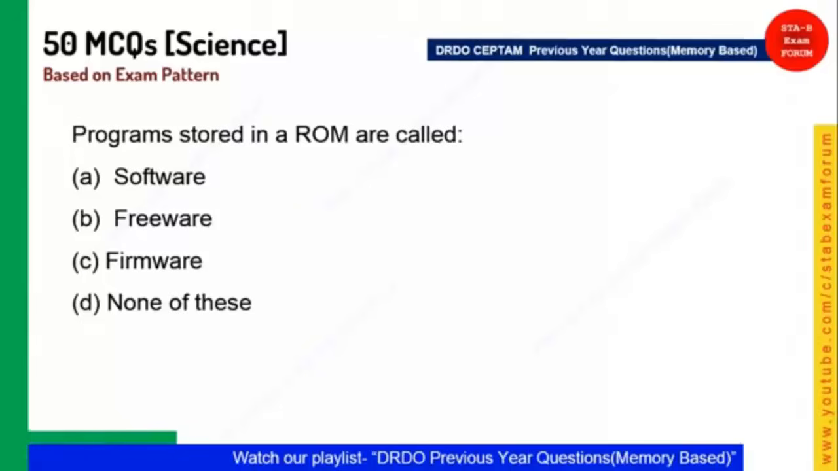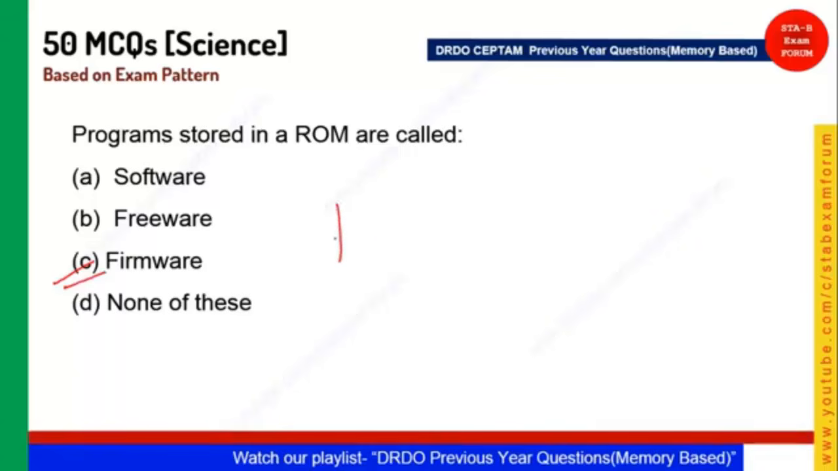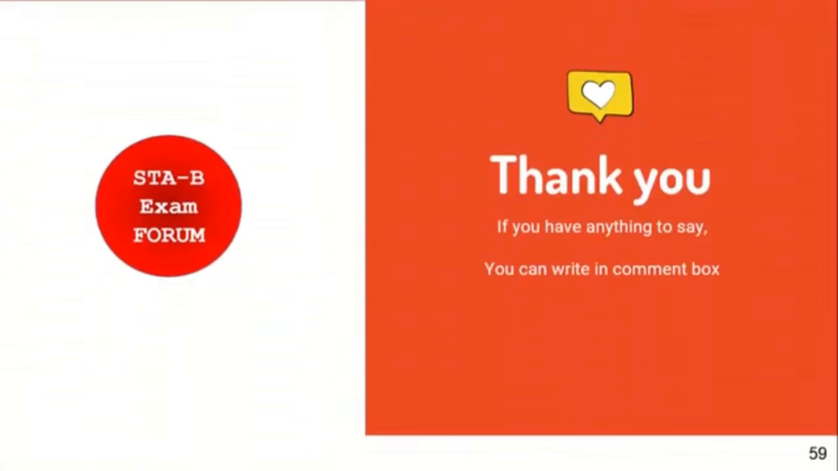This is a very good question, student. The programs which are stored in ROM are called, student, what? These are called firmware. So if you have a ROM, read-only memory, and you write software in it, it will become firmware. So that's it, students.